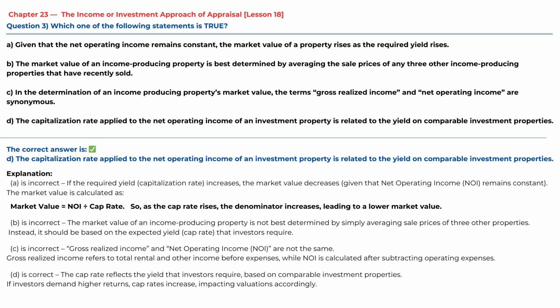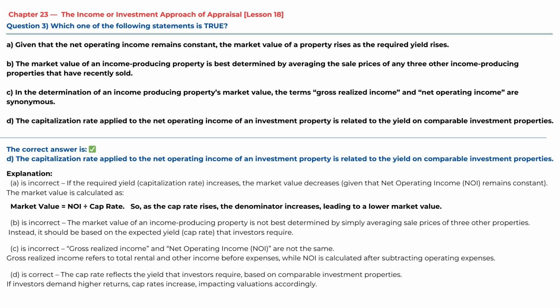Explanation. A. Given that the net operating income remains constant, the market value of a property rises as the required yield rises. Incorrect. If the required yield, capitalization rate, increases, the market value decreases, given that net operating income, NOI, remains constant. The market value is calculated as market value equals NOI divided by cap rate. So, as the cap rate rises, the denominator increases, leading to a lower market value.